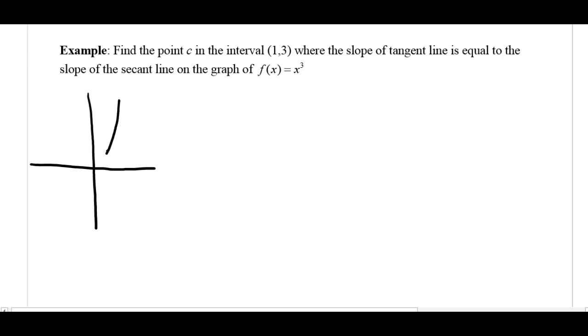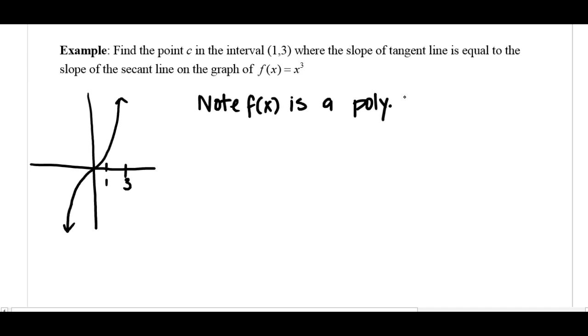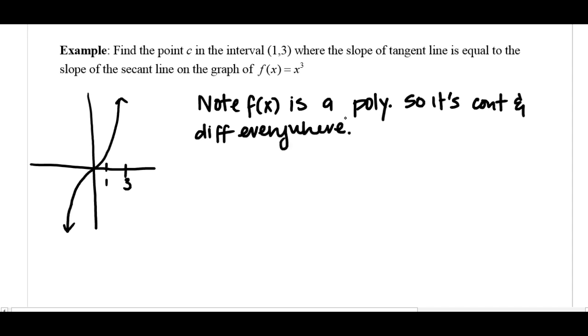So we can go ahead and sketch the graph of this just as our own personal justification towards the end. So the graph of x cubed is going to look something like this. And we're concerned with what's happening between 1 and 3. We know x cubed is a polynomial. It's continuous and differentiable everywhere. So we can start out by saying, note f of x is a polynomial, so it's continuous and differentiable everywhere. So we know that one such value even exists.